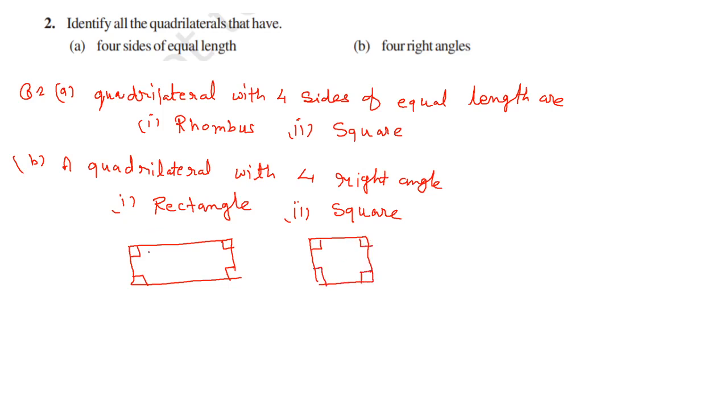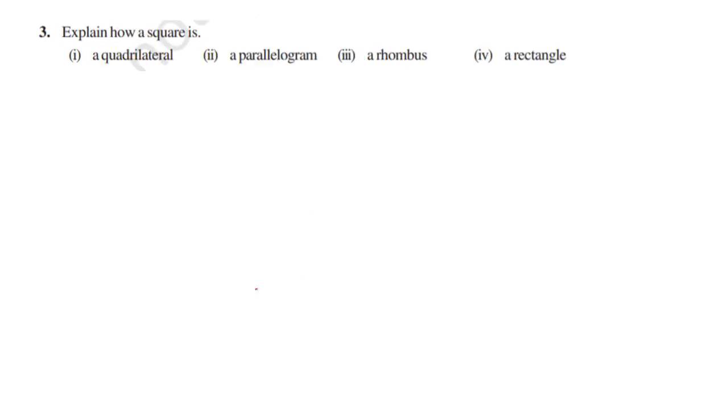Right angle means the measurement of the angle is 90 degrees. All the angles are 90 degrees. So the square and rectangles are the quadrilaterals with four right angles.